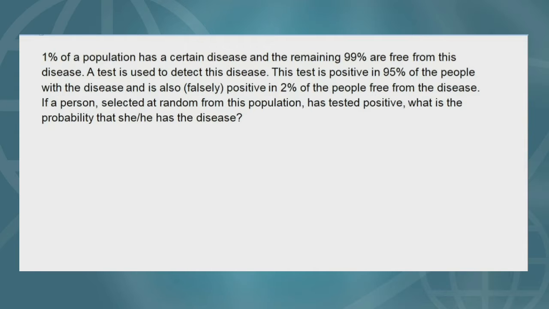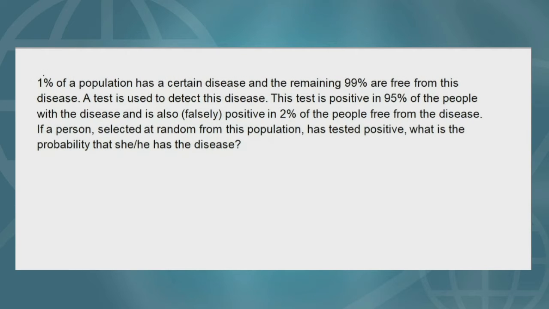So sa problem na ito, as you read, 1% of the population has a certain disease. So this 1% stands for our probability of having a disease, so P of D. The remaining 99% are free from this disease. So this 99% stands for probability of, lagyan na lang natin no disease, kasi nakalagay free from this disease.